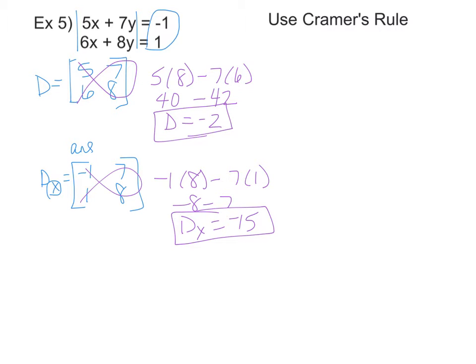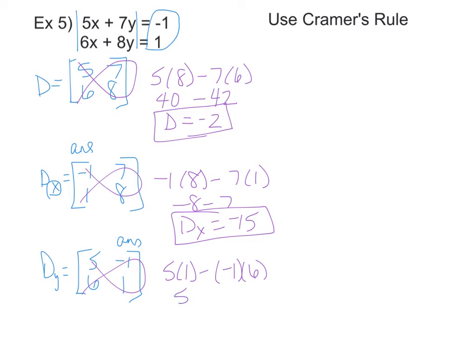Now let's figure out the y. So for the determinant of y, my first column stays the same, 5, 6. But then I put the answer in that y column, which is -1, 1. And then you find that determinant again. 5 times 1 minus -1 times 6. So 5 minus -6. So the determinant of y is going to equal 11.